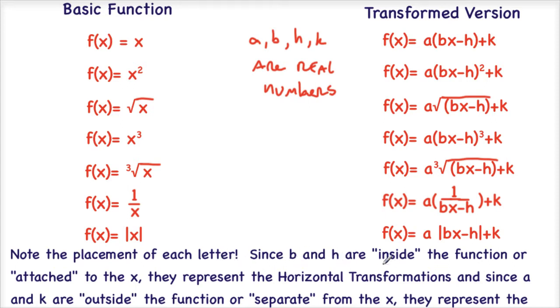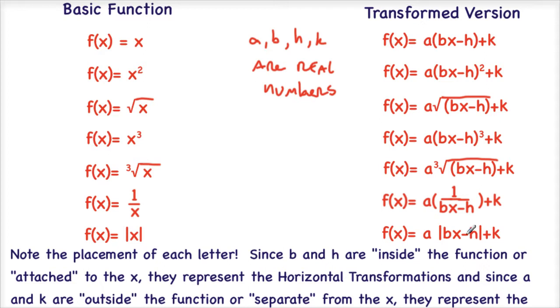B and H are what I like to call inside the function. So if I'm looking at this, they're always like inside parentheses. So the B and the H are inside the squared part of this function, or here it's easy to see the B and the H are both under the radical, so they're kind of inside there. Here they're inside the parentheses again and getting cubed. Here they're underneath the cube root. Here they're down in the denominator. In this one, they're inside the absolute value bars. So they're with the x. They're what I would also call attached to the x.